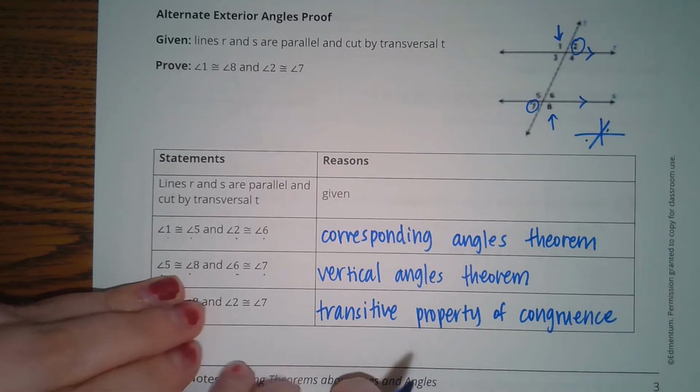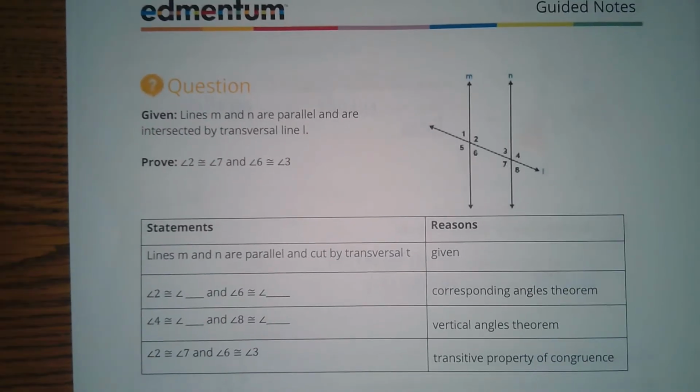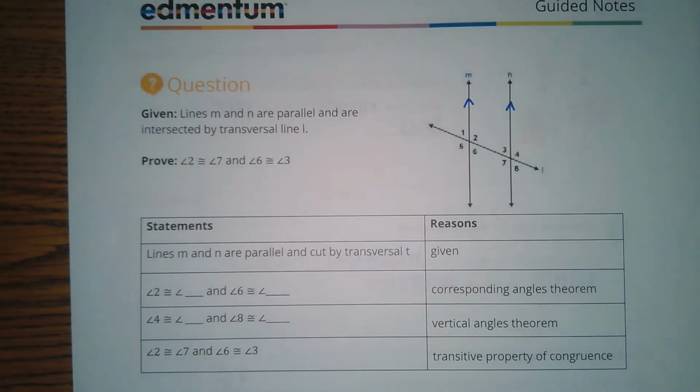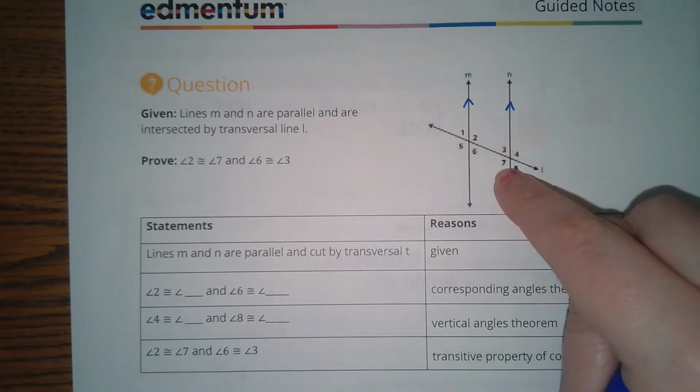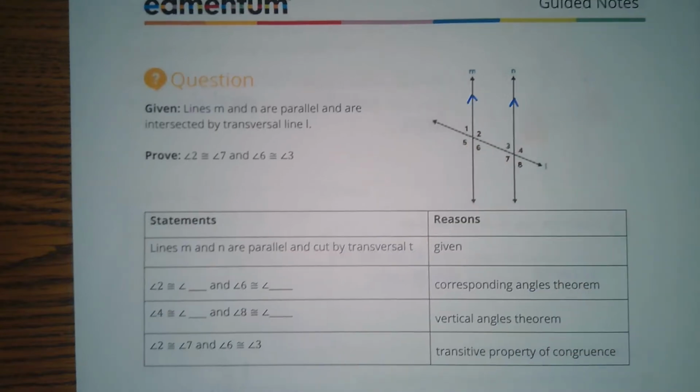All right. So this one, it's another question. It says that lines M and N are parallel, and they are intersected by this transversal line L. So again, I'm just going to mark that they're parallel. That's just for me to remember. And I need to prove that 2 is congruent to 7, and 6 is congruent to 3. So I'm looking at my alternate interior angles.